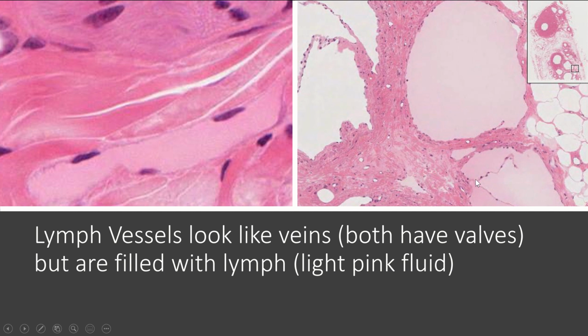Okay, they are both going to have valves. So here you can see there's a valve in a lymph vessel, here's a valve in a vein, right? But we've got this kind of pinky stuff. Here's some more pinky stuff. So these are lymph vessels. There's one with pink in it. That's a lymph vessel, right? This one would be a venule lymph vessel.